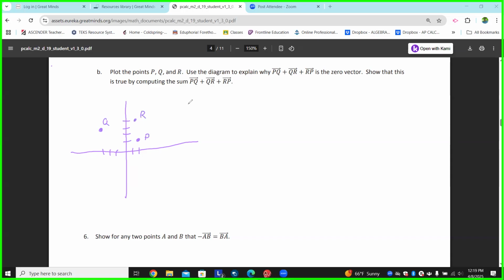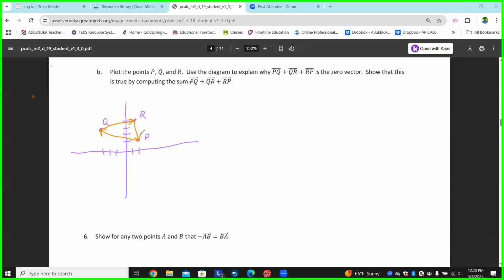All right, so what we're going to do here is use a diagram to explain why this right here ends up being the 0 vector. So let's get a different color going here. PQ would mean I go from P and I travel to Q. QR would then mean I go from Q and I travel to R. And then RP would mean I start from R and I travel to P.